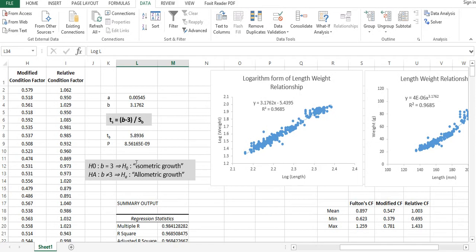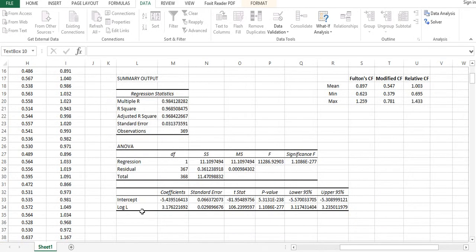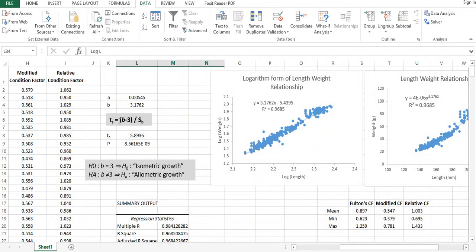For the t-test of the b value, the equation is t of b equals b minus 3 divided by Sb. Here b is the b value of the length-weight relationship, and Sb is the standard error of your b value, which is 0.0298. So t equals b minus 3 divided by the error, and from here you can calculate your t value normally. The t value is 5.89.